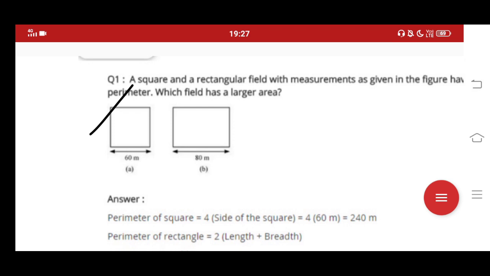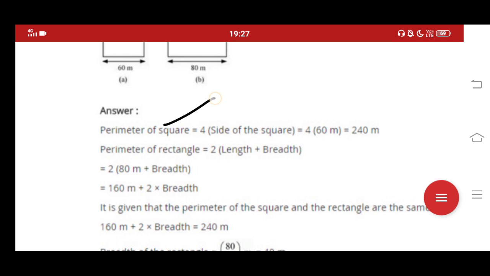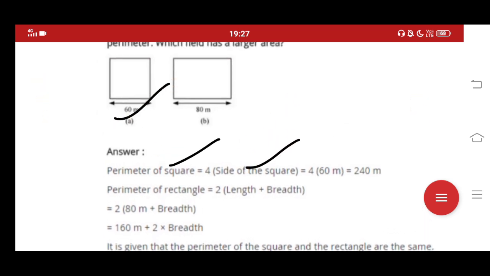What is given in the question is that both have the same perimeter, and we have to find out which shape has the larger area. So see what we have to do. Perimeter of the square, what is the formula? 4 into side of the square. See here, what is the side given? Side is 60. So according to the formula, 4 into 60, that is 240 meter. Like this we have obtained the perimeter of a square.